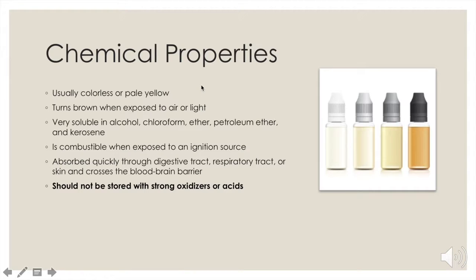As far as chemical properties go, some physical properties include that nicotine is usually colorless or pale yellow. However, it turns brown when exposed to air or light, which is why the end of a burnt cigarette looks brown. As it's a polar molecule, it's soluble in polar solvents including alcohol, chloroform, ether, petroleum ether, and kerosene. In addition, nicotine is combustible when exposed to an ignition source, so when you light your cigarette, the nicotine combusts. It should not be stored with strong oxidizers or acids, and we'll learn why in a minute.